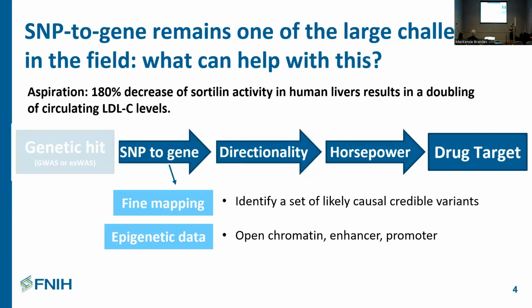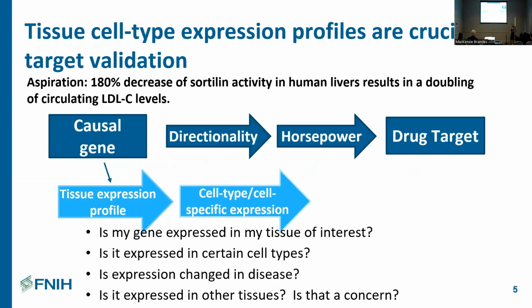There's a lot of different types of information that we use for SNP-to-gene. I'm just going to mention a couple of things here. Fine mapping, as well as epigenetic data, can get us down to a credible set, as well as let us start to look at where that credible set overlaps with things like open chromatin, enhancers, promoters. That doesn't always get us to a causal gene, but sometimes it can get us a better guess of a causal gene, or more confidence in which gene we think is causal.